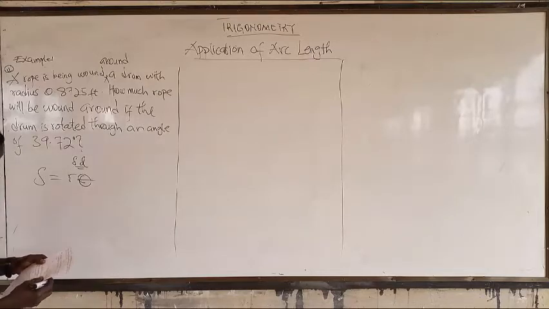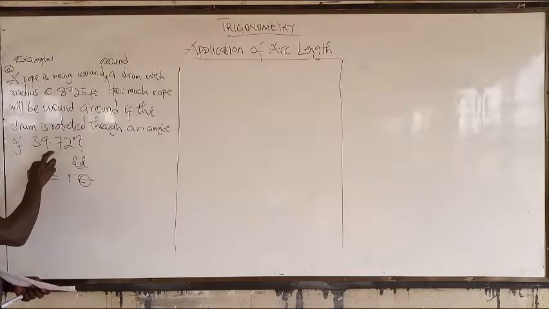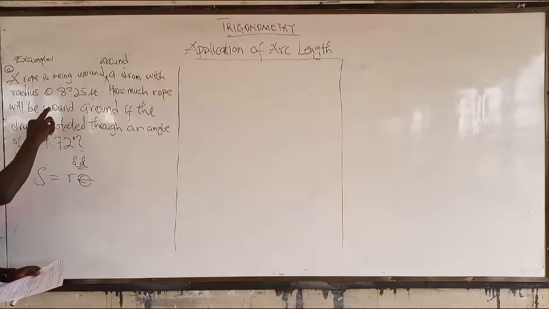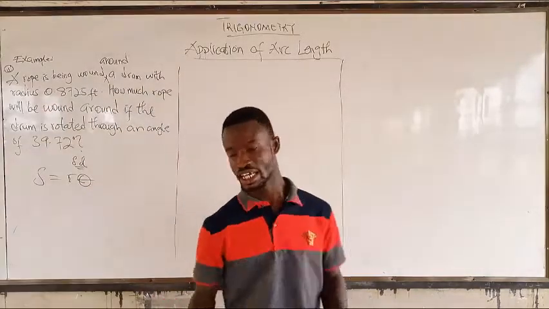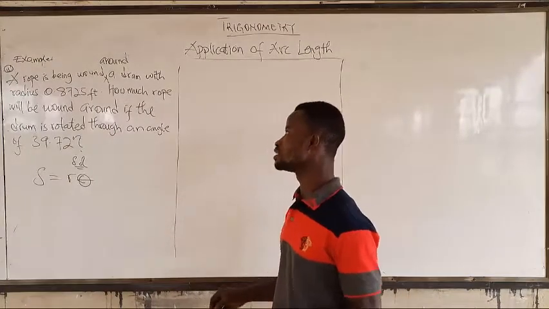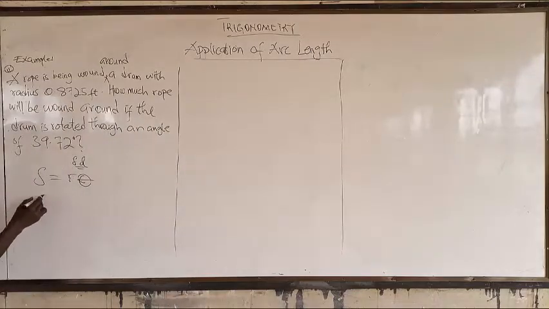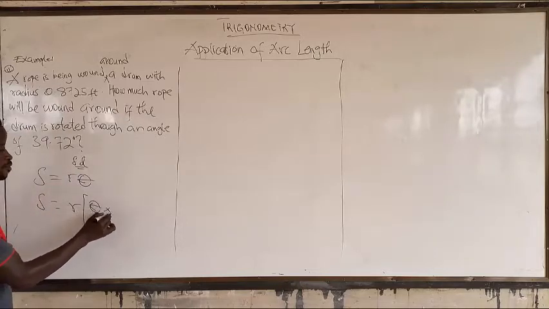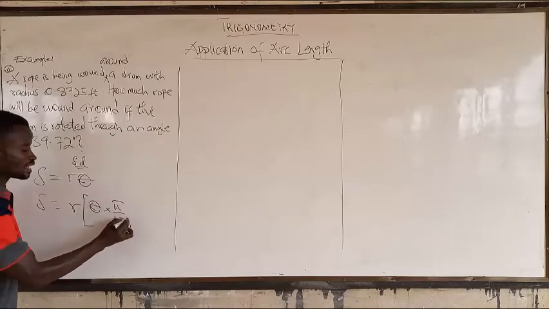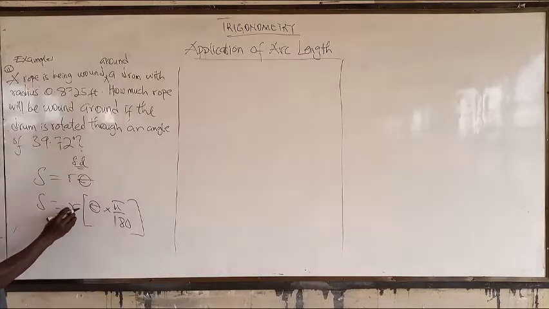Now, the angle here is given to us in degrees, so we need to convert it to radians. If we are converting degrees to radians, we need to multiply by pi over 180. Then the result we get, we multiply by the radius.